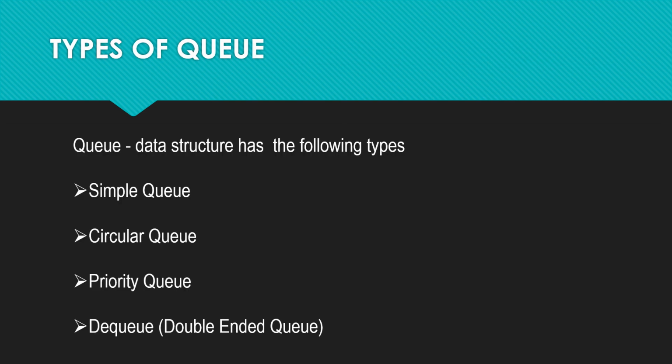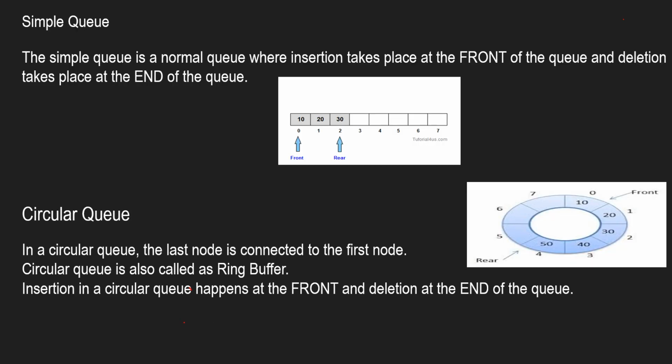Types of queue. The queue data structure has the following types: simple queue, circular queue, priority queue, and double-ended queue. As is clear from the name itself, a simple queue lets us perform the operations simply. That is, insertion occurs at the rear of the queue and deletions are performed at the front of the queue list. All the nodes are connected to each other in a sequential manner.